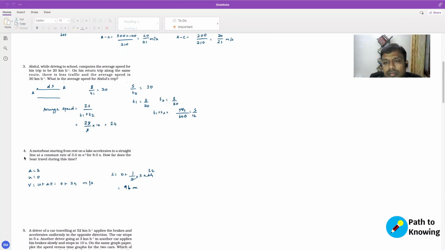Let's move on to the next problem. A motorboat starting from rest on a lake accelerates in a straight line at a constant rate of 3 meters per second squared for 8 seconds. How far does the boat travel during this time?